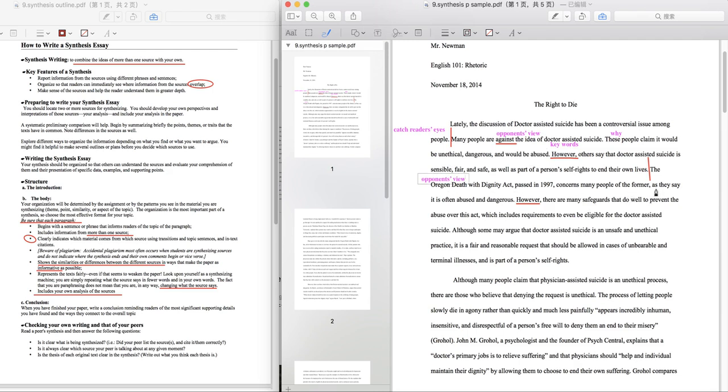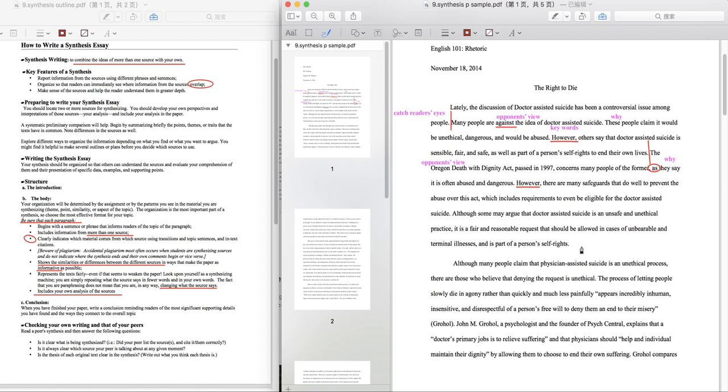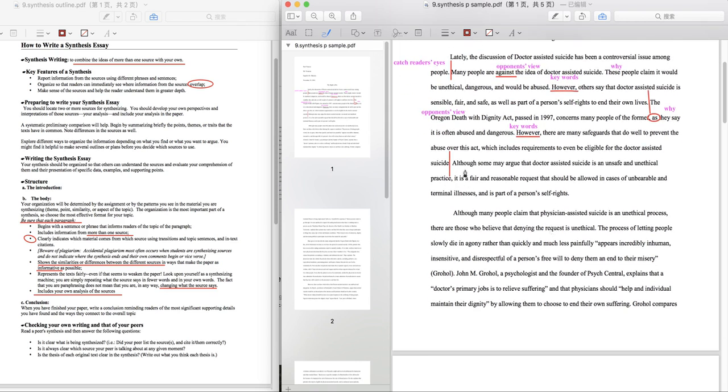And as is an important signal word. It actually explains why the act passed, right? However, as well, keywords. There are many safeguards. Oh, we read this sentence already. Let us have one line here. Okay. And then, although, did you notice this is a very good signal word for a thesis?